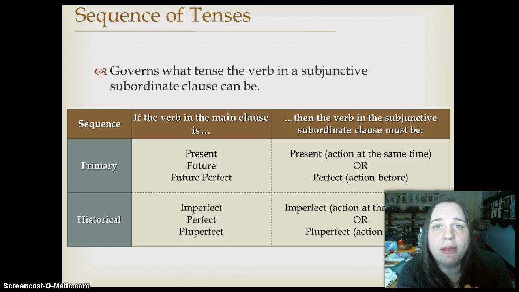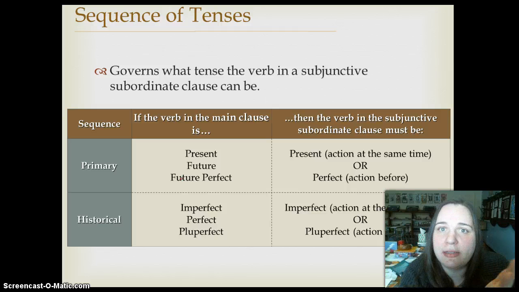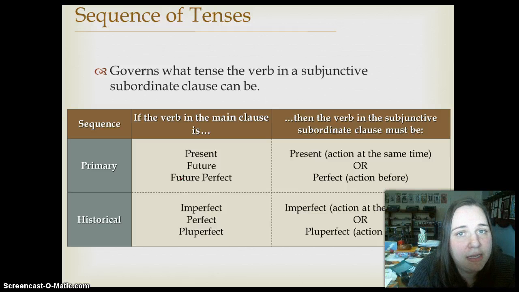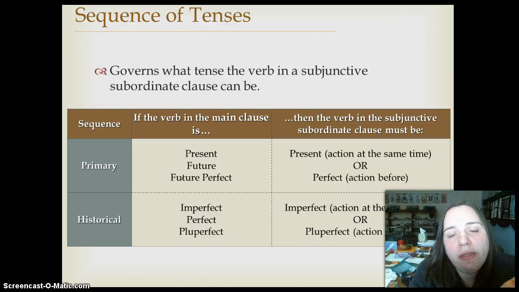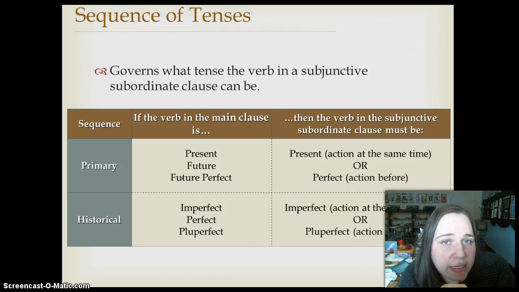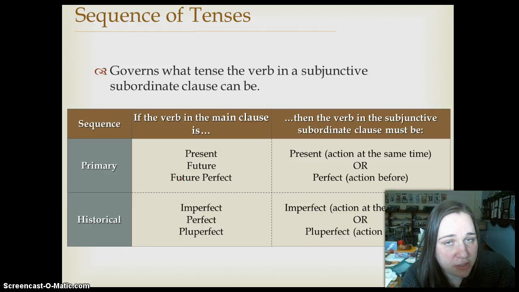So if you have a verb in the main sentence that is any of those 3 tenses, you can only have in a subordinate clause like a purpose clause, a result clause, or the indirect question, which we're about to learn in a second, a present subjunctive or a perfect subjunctive. The present subjunctive tells you that something's happening at the same time and maybe even a little in the future. The perfect subjunctive tells you that the action of the subordinate subjunctive clause happened before the action of the main clause, okay?